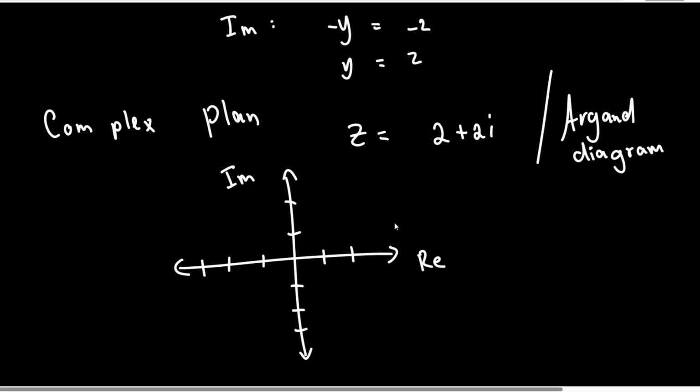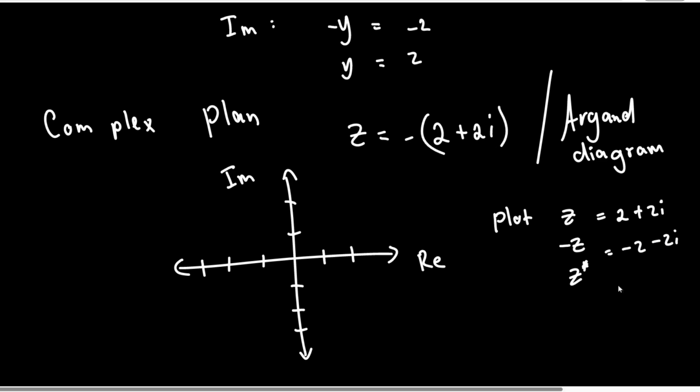Okay. So how do we do this? Let's say we need to plot z, minus z, and maybe the conjugated form. First things first, we know that z is going to be 2 plus 2i. A minus z just means I'm going to multiply all of this by a minus, so that's minus 2 minus 2i. And for the conjugated form, I just flip the middle symbol: 2 minus 2i.